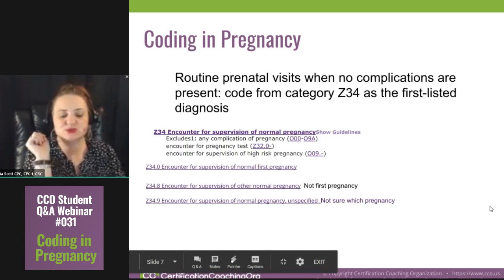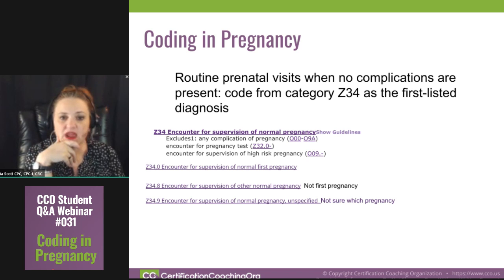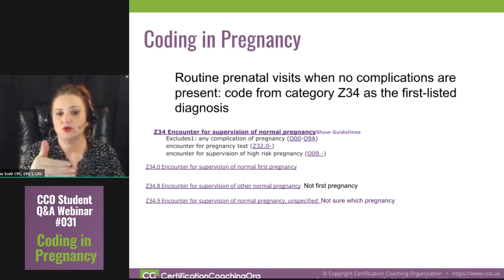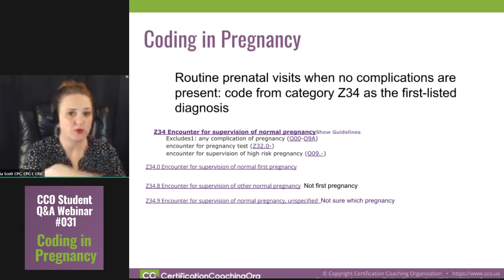I hope this isn't too small. I didn't want to make it too big, but I pulled this right off Find-A-Code. Now, how do we code for a patient that is being seen for their regular visits and they don't have any complications?